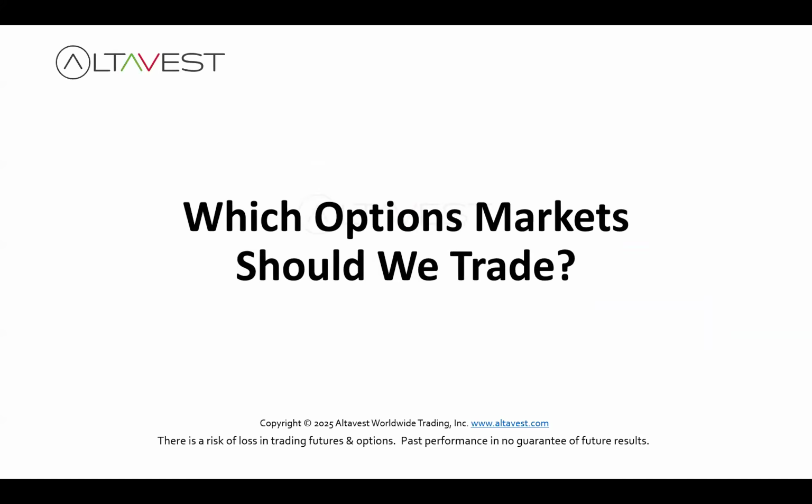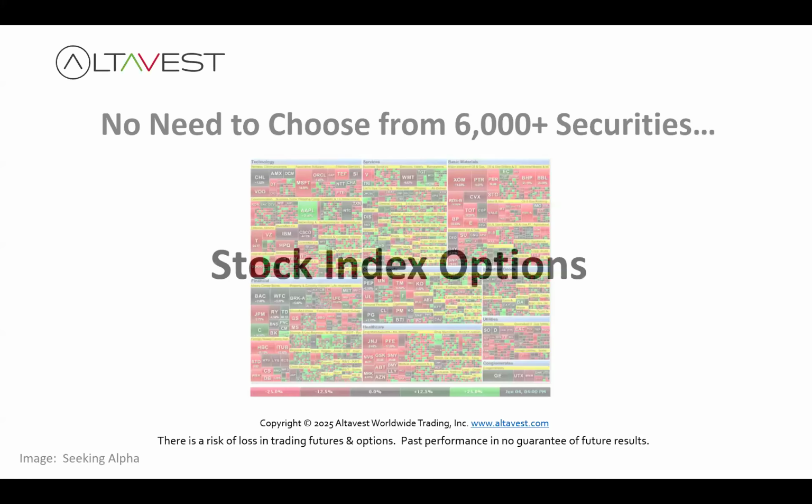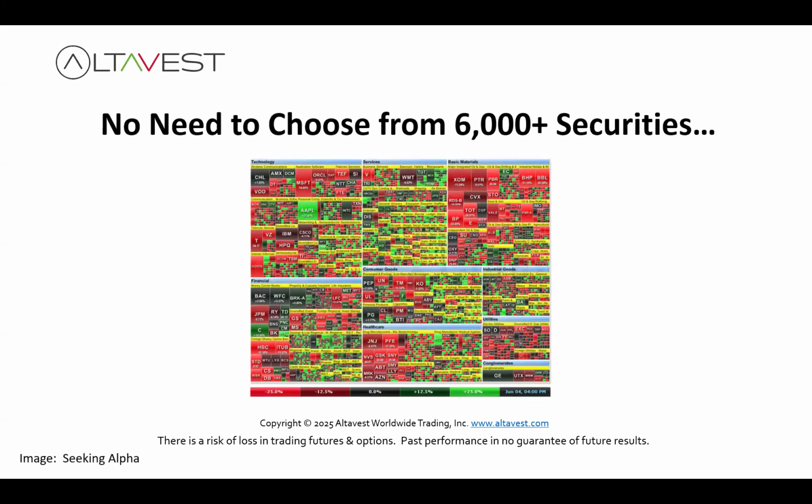And with that said, which options markets are we talking about? What markets are we going to favor and attempt to trade? Well, we're going to look at stock index options. Part of the reason for that is if you're trading an index, you don't necessarily have to track the 6,000 or more different securities and tickers. You're just trading that one index representing a lot of those individual tickers.